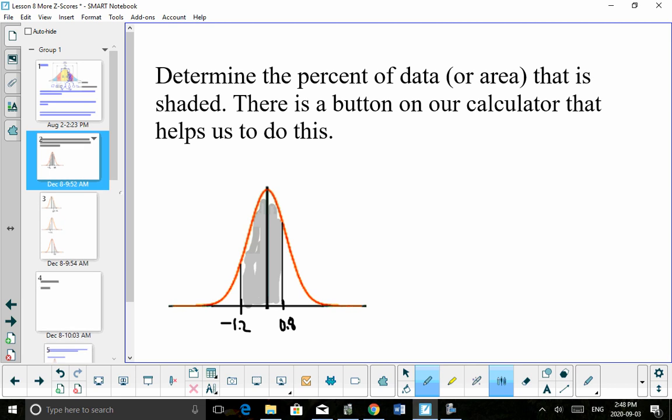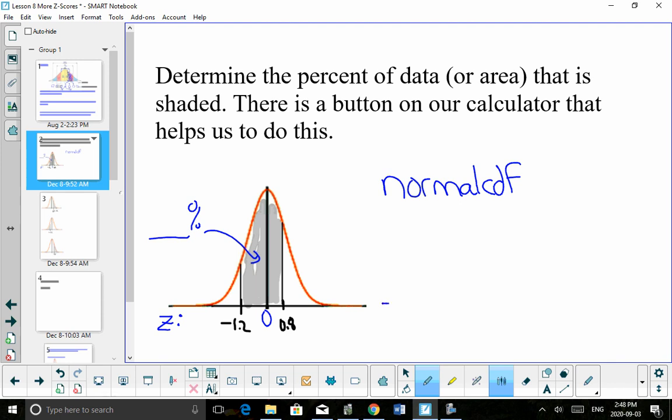So it says determine the percent of data or area, so that it can be worded either way, that is shaded. There's a button on our calculator that helps us to do this. The button on our calculator is called Normal CDF. Okay, and I'll show you where it is in just a minute. But what I want you to see here is that these are z-scores that I've given you. So again, the mean is 0. I want you to find what percent that is between a z-score of negative 1.2 and 0.8.